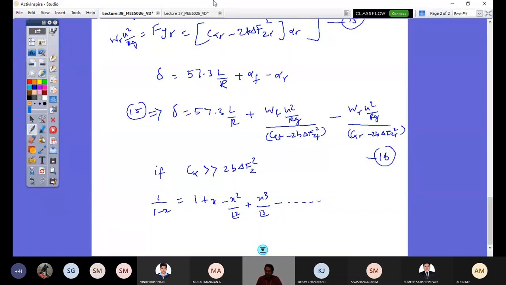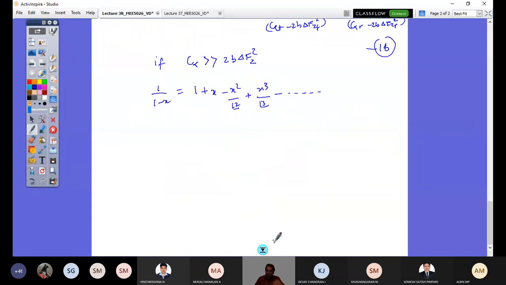So I am going to write this like this. In this, if we are neglecting this x squared by 2 factorial, these terms are small errors, it can be written as 1 plus x. So 1 by 1 minus x can be written as 1 plus x if x value is very small, right? That's exactly what is there here. So if C alpha is very much greater than this term, then I can write this as follows. This delta is going to be 57.3 L by R plus WF U squared by RG.